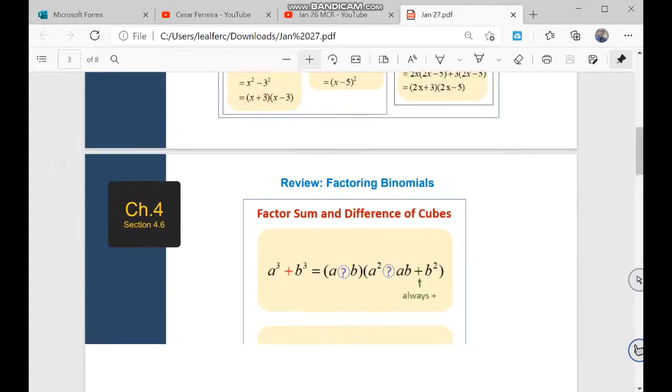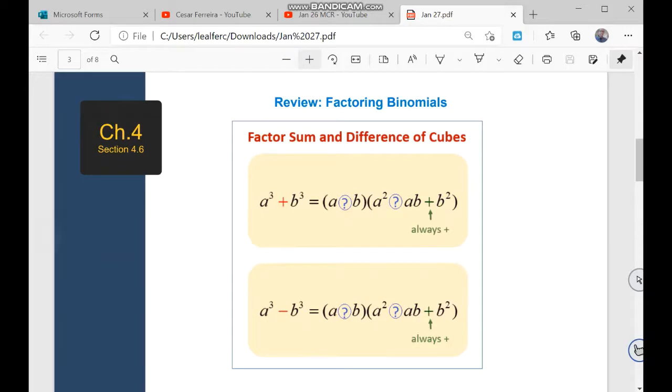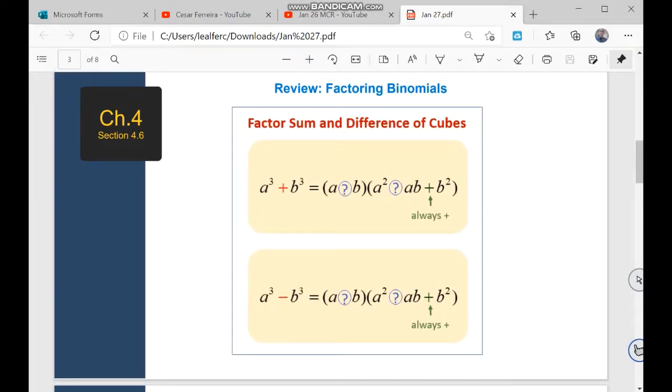And yesterday we added one more. Is this one? Factor sum and difference of cubes. You have two formulas that you can apply to solve this situation. And my question now, how would you complete this first formula here? Try to remember, if you applied it yesterday on solving the quiz, you can check.